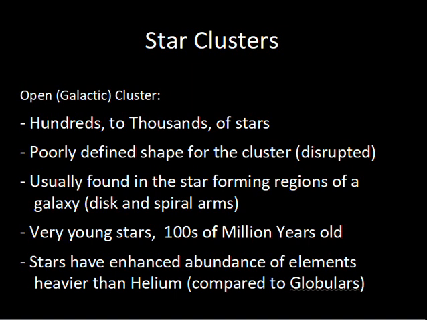They are found in the star-forming regions in the disk and spiral arms for a spiral galaxy, not in the halo. The stars typically are very young, hundreds of millions of years old, or perhaps a little bit older, but the cluster starts to get disrupted after this length of time. And there are more of the heavier elements present in the stars in an open cluster.